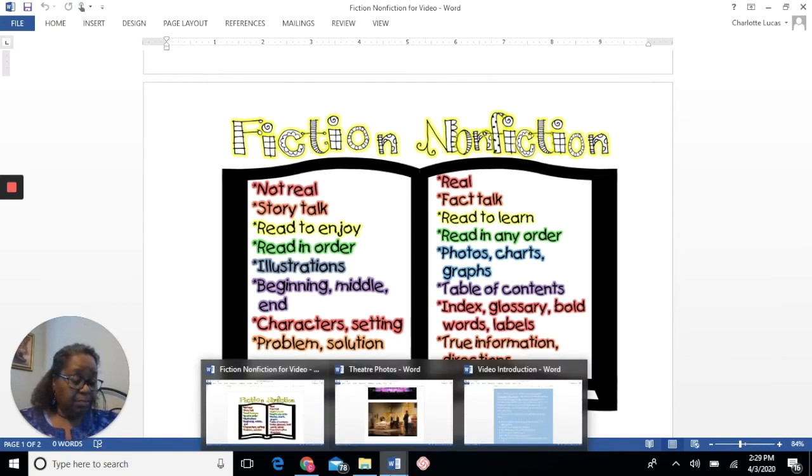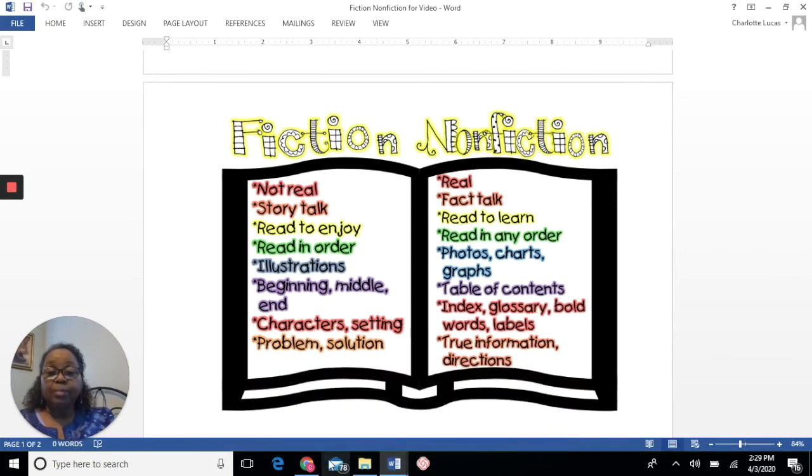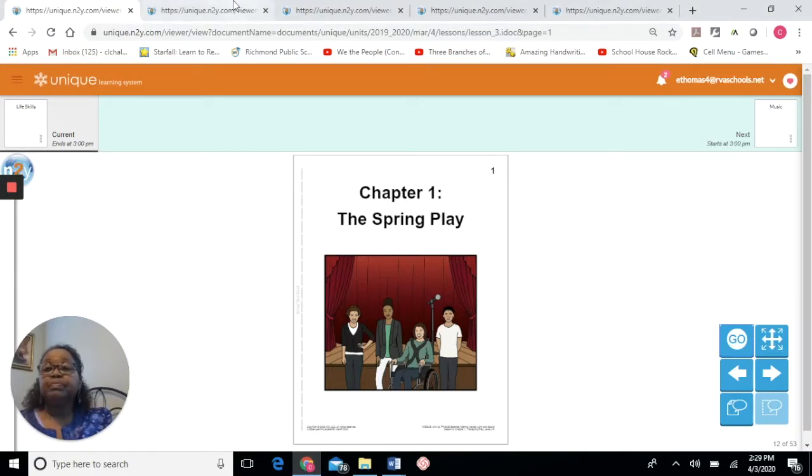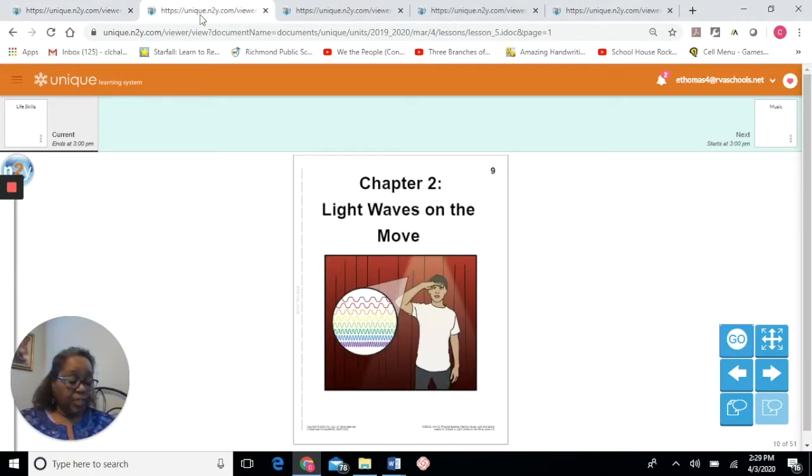All of that leads us back to our new chapter, chapter 2. In chapter 2, the title is Light Waves on the Move. And some of the vocabulary that we'll be using in chapter 2 is opaque. Something that is opaque, light will not pass through it. This particular panel here, light will not pass through this panel. It's opaque.